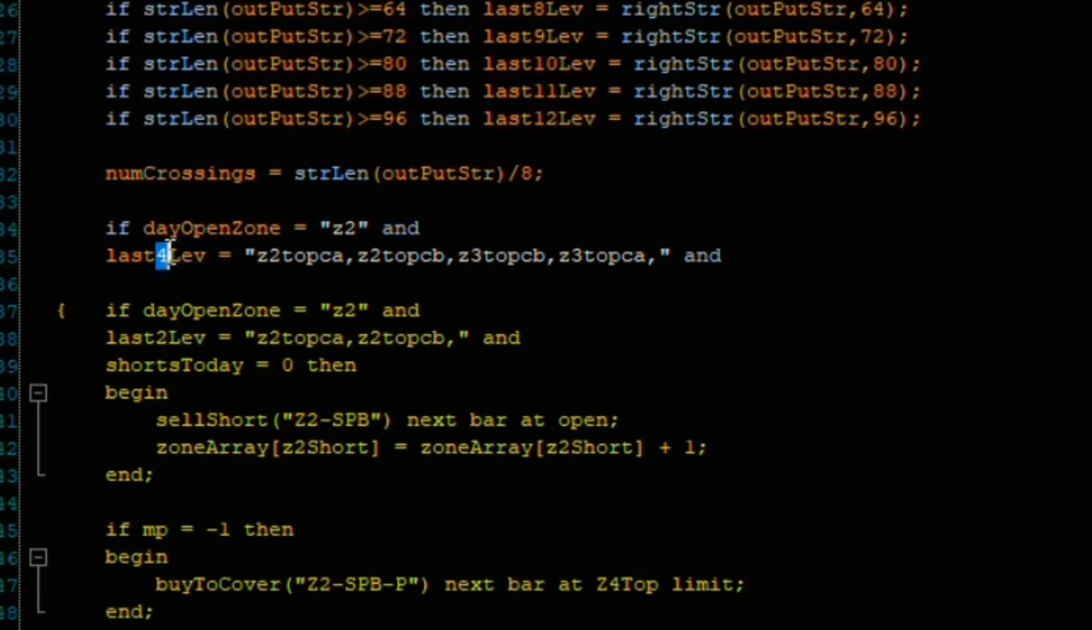That's 4 tokens, okay? I entered zone 1 by crossing the top of zone 2, crossing above. I entered back into zone 2 because I crossed below the top of zone 2. I entered into zone 3 because I crossed below zone 3 top. And I entered zone 2 because I penetrated above zone 3 top.